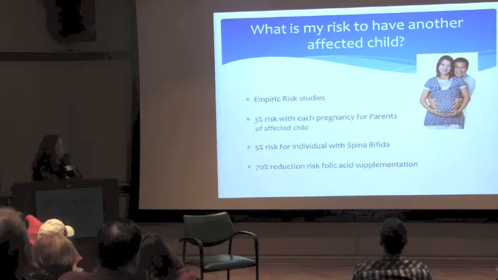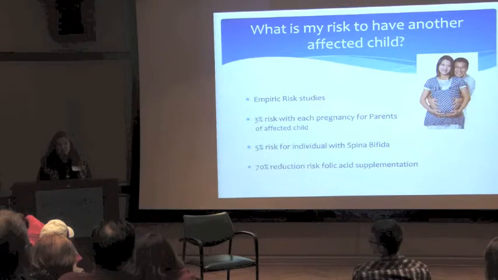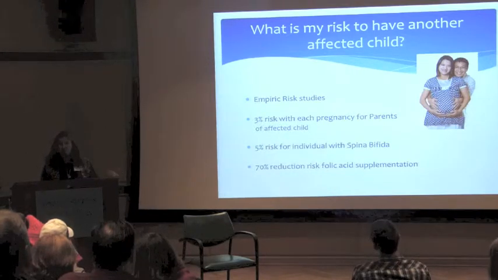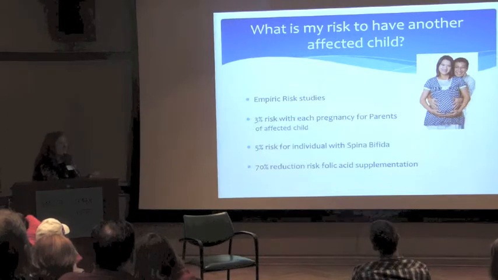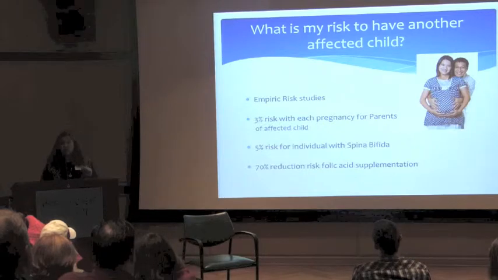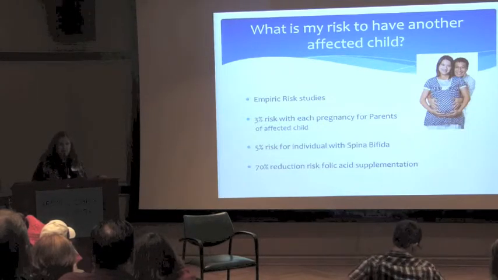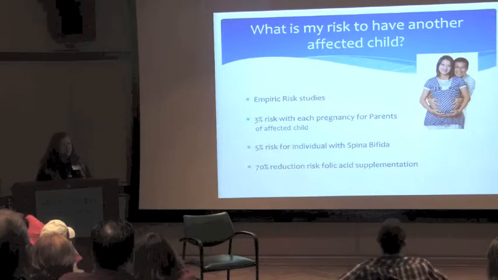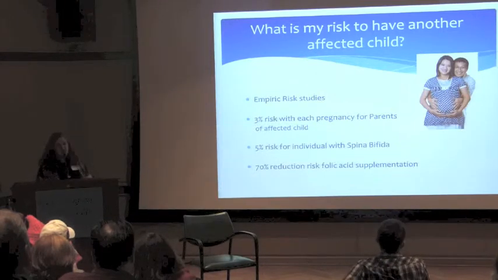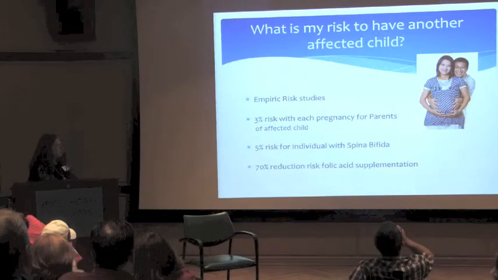So, we have what we call empiric risk studies. If we look at hundreds of families who've had a child with spina bifida, we can calculate what's the chance they would have an affected baby in a subsequent pregnancy. We know this number for Utah is about 3%. So if you come to clinic and we have a conversation, you'll hear that number. And then we'll have a much more detailed conversation about folic acid and how it affects that number. And John's going to talk about that a little bit.